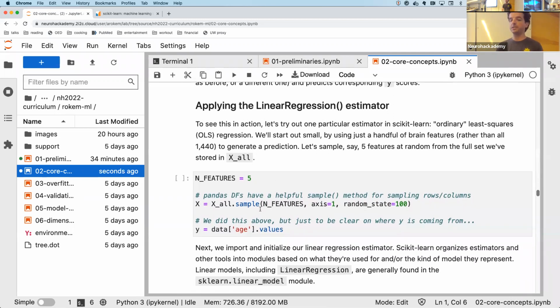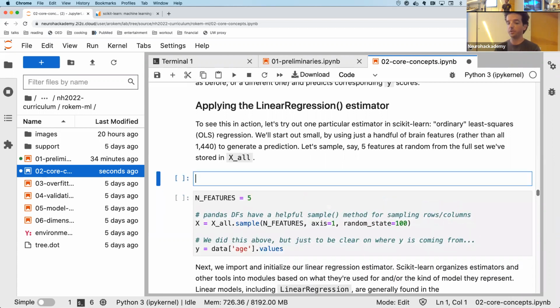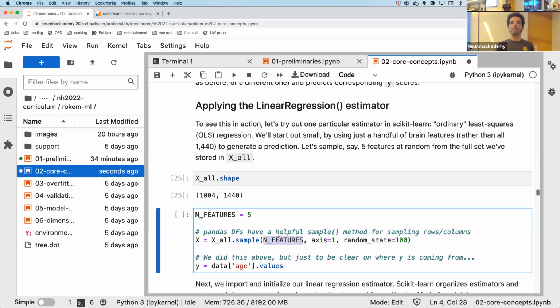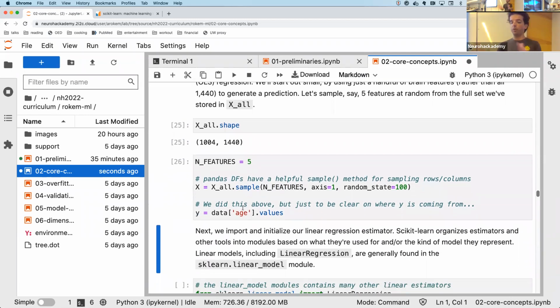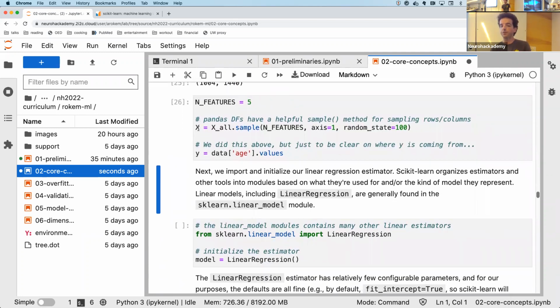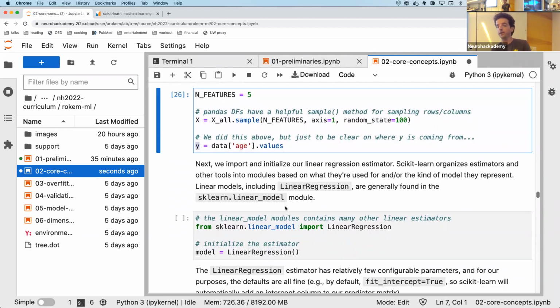Let's see, to make this a little simpler, we take those 1440 columns that X has. The shape of X-alls dot shape is 1004 by 1440. So we have 1440 features, and we're randomly selecting 5 of those. So we're choosing at random 5 columns to be our X, and we have Y. We did this before, but just to be clear, this is what we're doing here. And so our data for our model fitting will be X and Y.